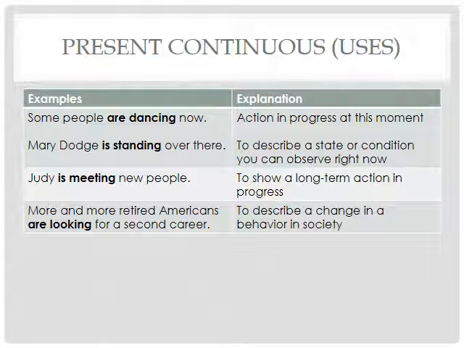Now the difference between this and the other two is that the first ones, both the action in progress right now and the long-term in progress, are in reference to a specific person or people or thing. So in this case, some people are dancing now. We should be able to see who those people are. Mary Dodge is standing over there. We can see who she is. In the third one again, Judy is meeting new people. We can identify who that person is.